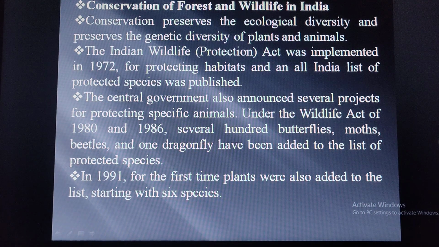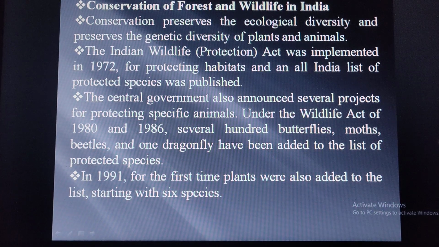Because of this act, different types of butterflies, moths, beetles and one dragonfly have been added to the list of protected species. In 1991, for the first time, plants were also added to the list, starting with 6 species. So in 1991, under this act, trees and plants were also added to this list for the first time, starting with 6 species.